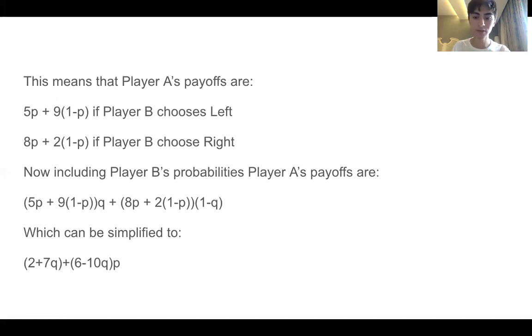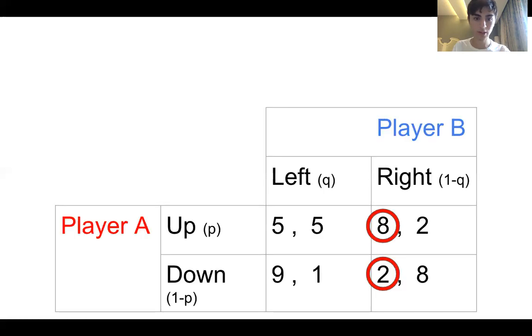If Q equals left, what do you mean by if Q equals left? Q is simply the probability. Okay, I understand. If Q is the probability for left, then 0.6 would mean most likely to choose left. So why wouldn't A choose down?